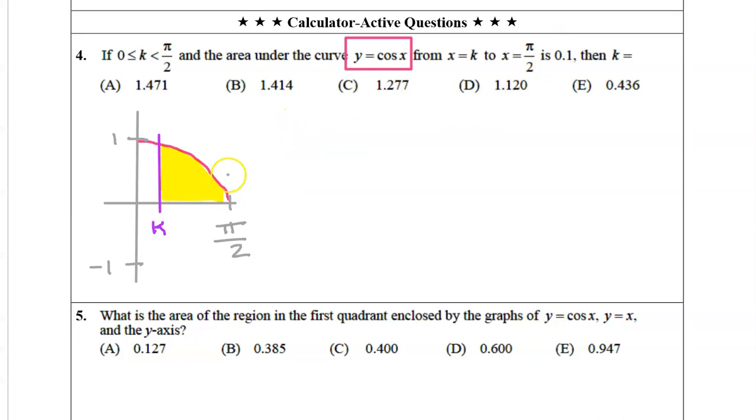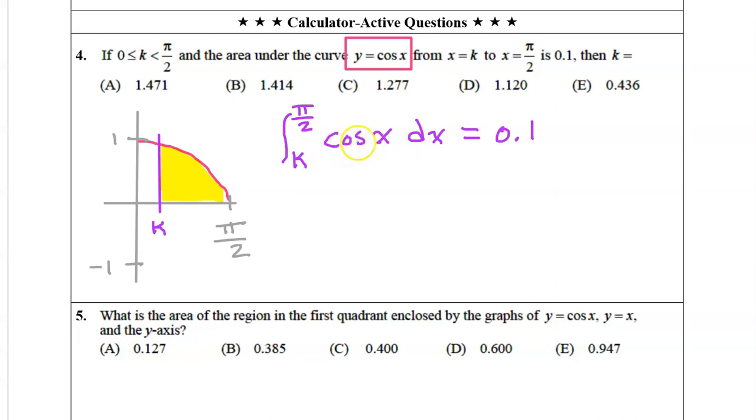Let's set up an expression involving k for the area of this region. So the area under the curve cosine x between k and pi over 2 would be given by the integral from k to pi over 2 of cosine x. So this is an expression for the area of this region, and we want to find the value of k where this area is equal to 0.1. So let's go ahead and do what we can to evaluate this integral.